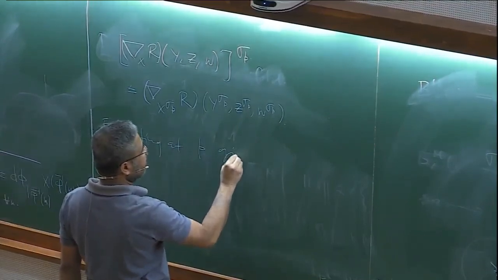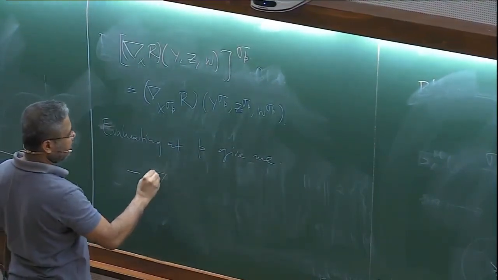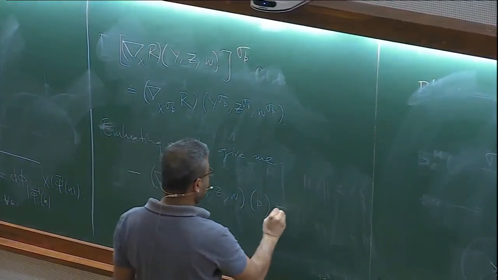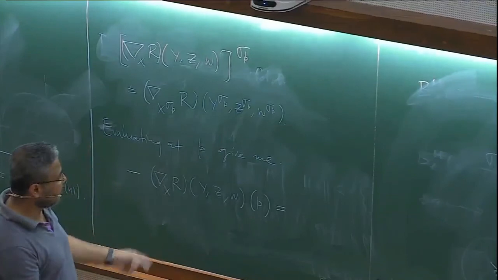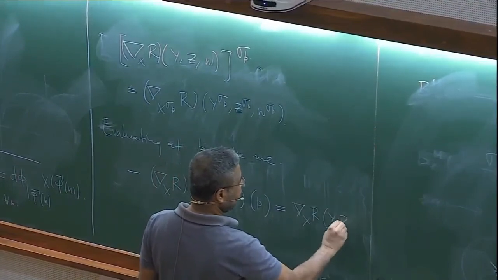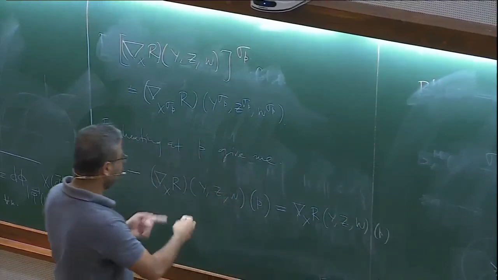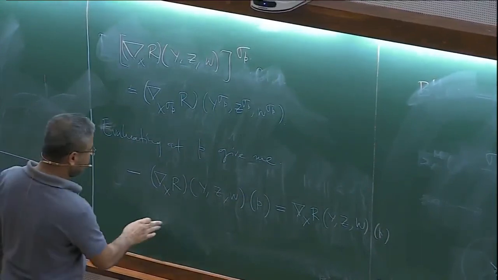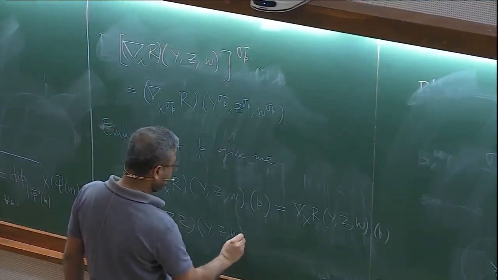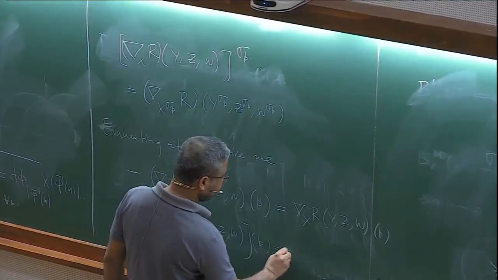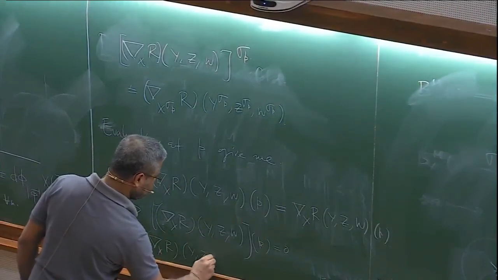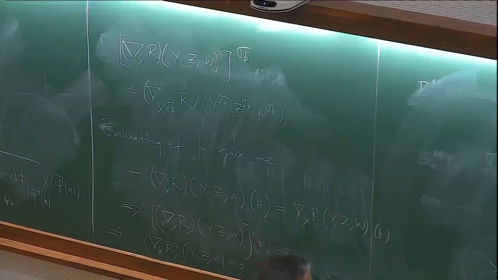Evaluating at P gives me minus of this, and I have minus here, minus here, minus here, minus here. They all give me plus, the four minuses give me plus, and something which equals minus itself is zero. That means XR at P is zero, and this happens for every P. Okay. So one side is easy.